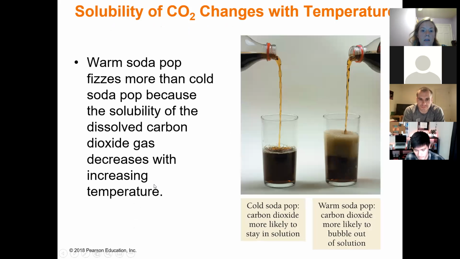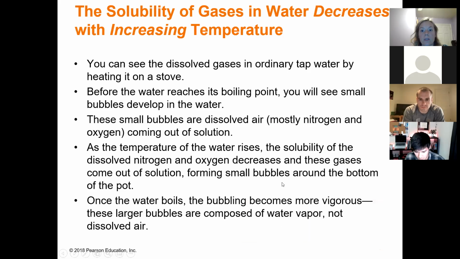So let's see. Okay, so how is dissolved gas affected by temperature? It's actually the opposite. When you have gases dissolved in water, they decrease in solubility with an increase in temperature. So the warmer the water is, or the pop or whatever it is, the less gas it can hold.